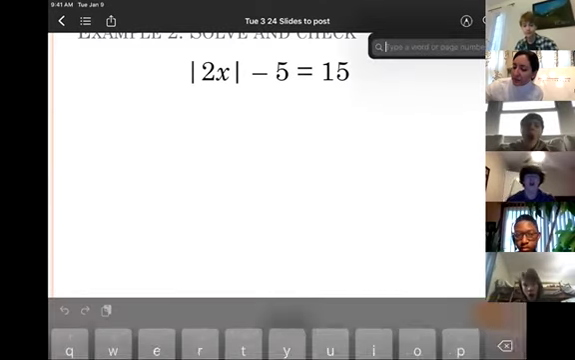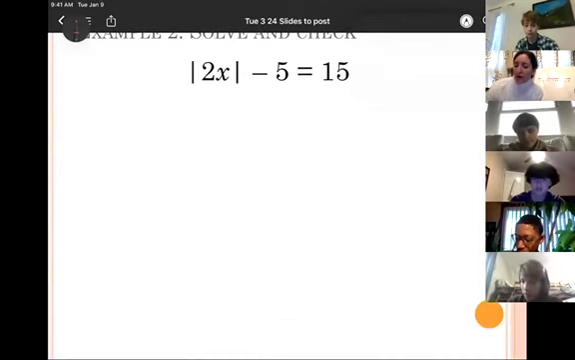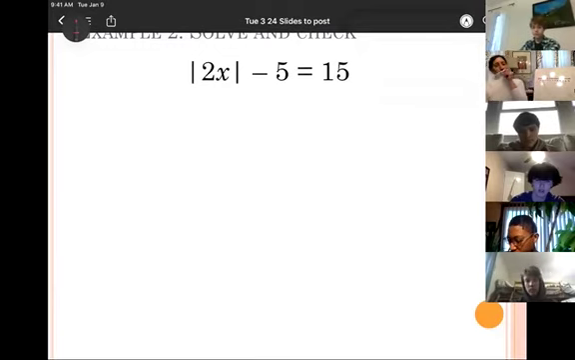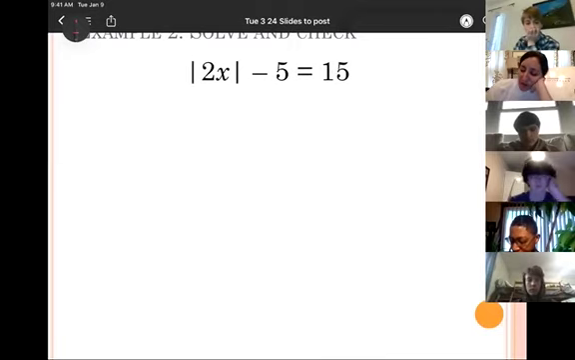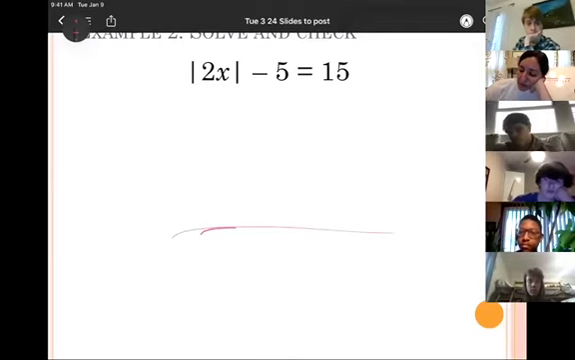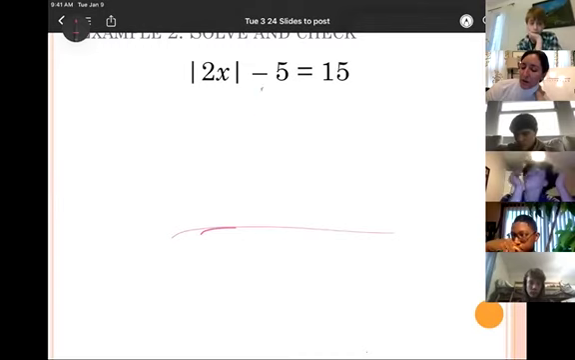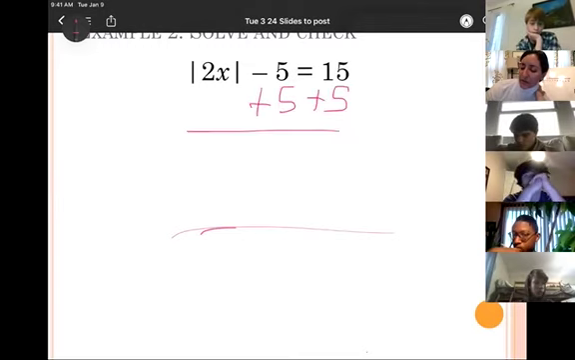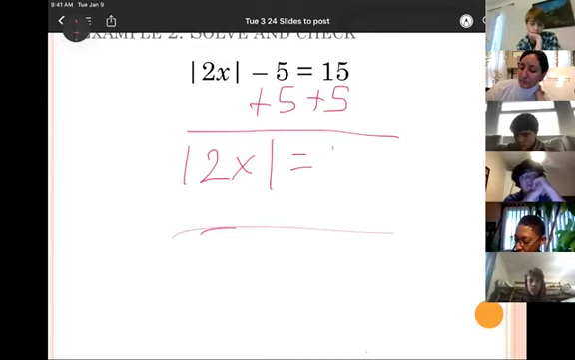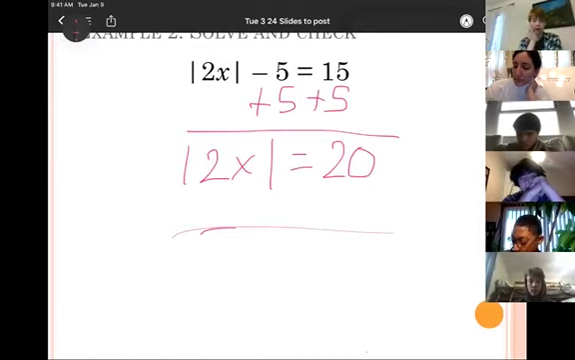All right, let's try the next one. Oops, that's not what I did. All right, we're gonna try the absolute value of 2x minus 5 equals 15. So this is our second example. If we want 2 times something, we'll subtract 5, gives us 15. So in the previous slide, we talked about isolating the bars. So I'm going to add 5 to both sides to get this thing started, to cancel that out.